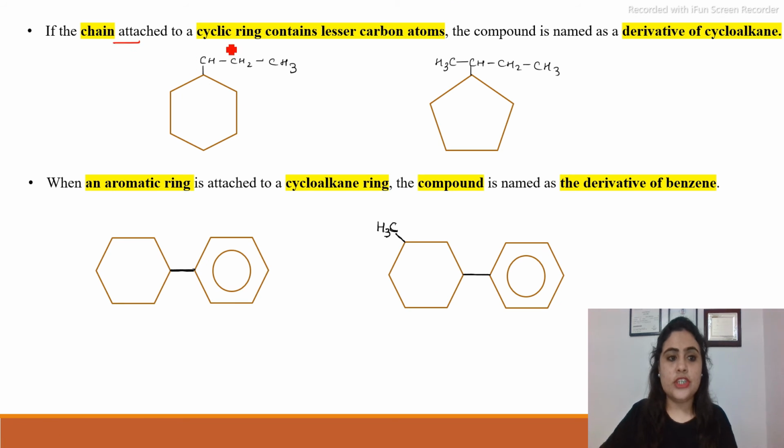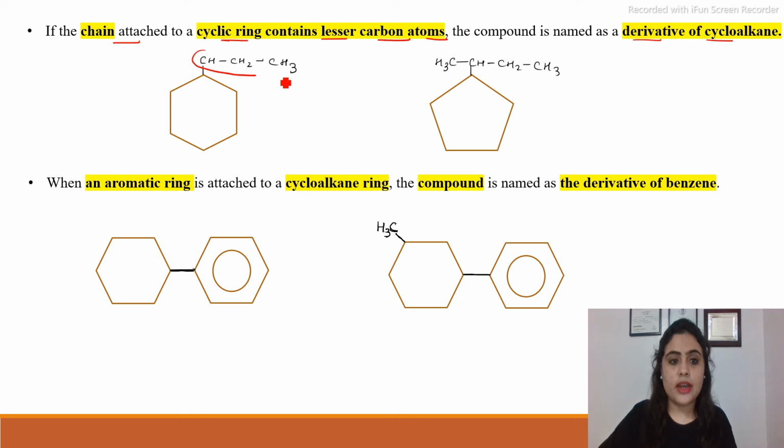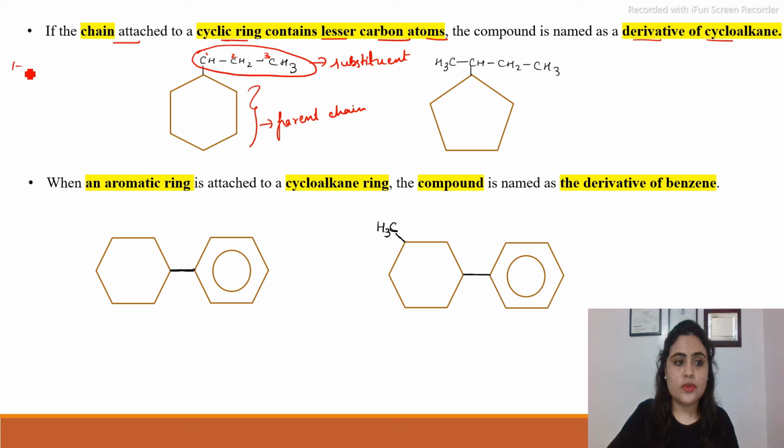Next, if the chain attached to a cyclic ring contains a lesser number of carbon atoms, the compound is a derivative of cycloalkane. Here, the number of carbon atoms in the chain is less, so this becomes the substituent. And in the cyclic part, the number of carbon atoms is more, so this becomes the parent chain. So 1, 2 and 3. It is in the 1 position.